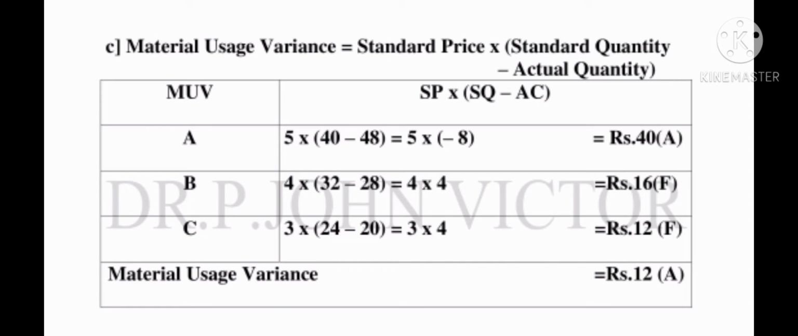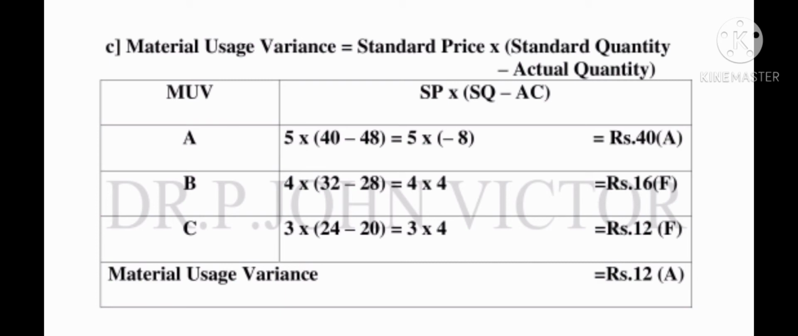Okay, now taking all three products A, B, C. First, for A, the material usage variance. 5 is the standard price, 40 is the standard quantity, minus 48 actual quantity. Now, 40 minus 48 is minus 8 because the minus value is higher. So taking 8, that means definitely it is going to be the adverse value. So 5 into minus 8 is equal to rupees 40 adverse.